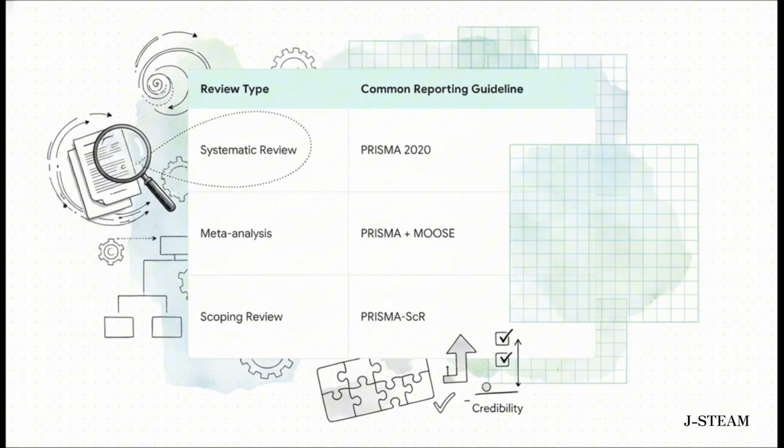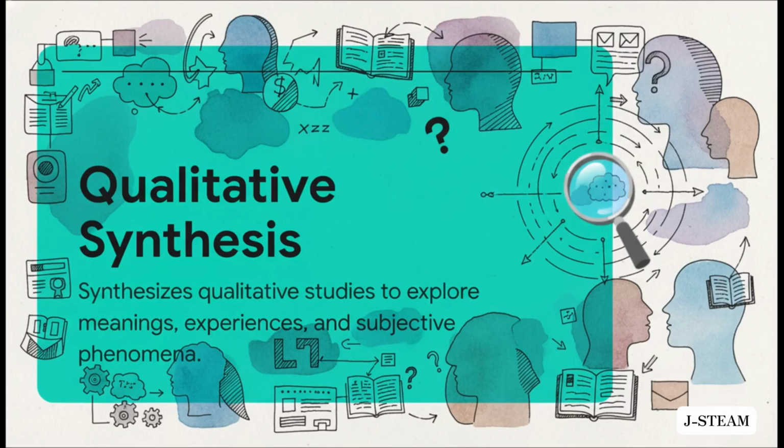And this table really drives home how important rigor is. Look, these guidelines, like PRISMA, they aren't just red tape or bureaucracy. They are essential roadmaps. They make sure your work is transparent, that someone else could repeat it, and that ultimately people can trust it. Okay, let's grab our next tool from the kit, qualitative synthesis.